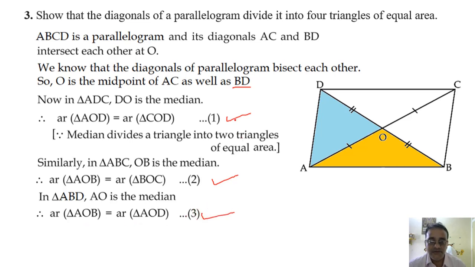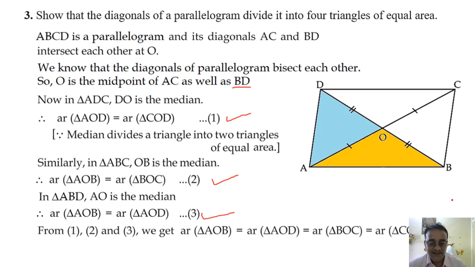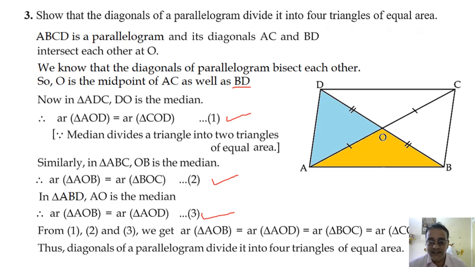Now from equations 1, 2, 3, what can we conclude? That all these 4 triangles are equal in area. Clear? Yes, sir. Hence the diagonals of a parallelogram divide it into 4 triangles of equal area. So this is the proof of the third question. Now we are moving towards the last question of today's session.